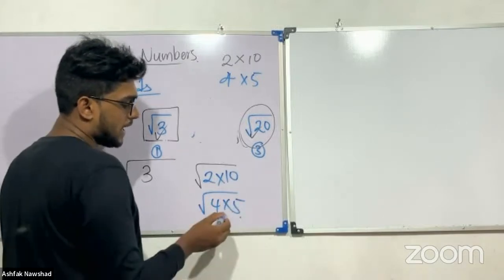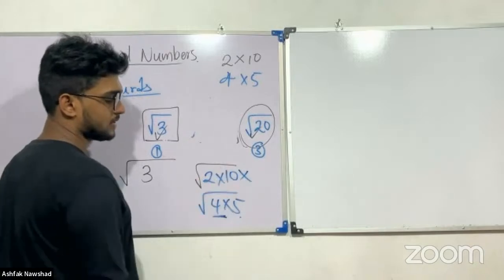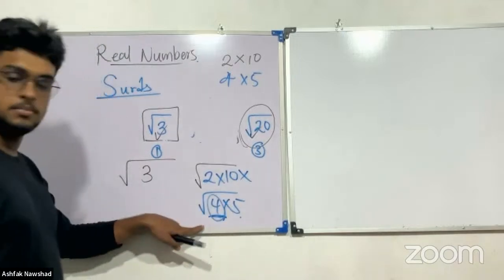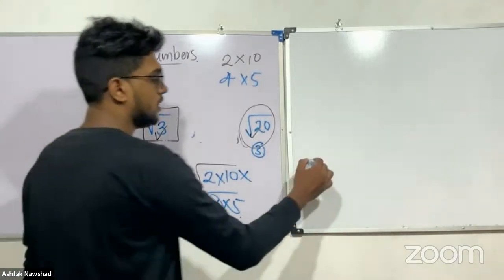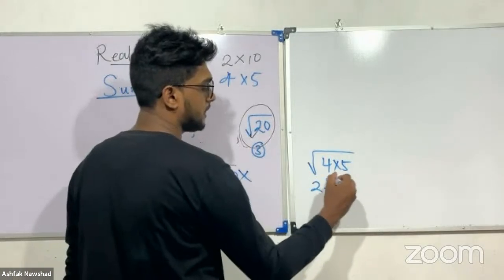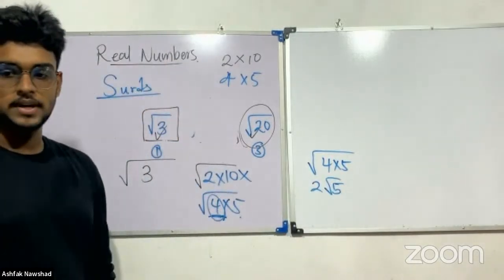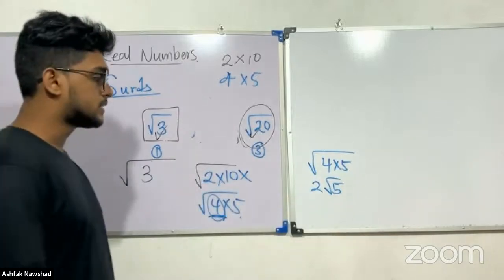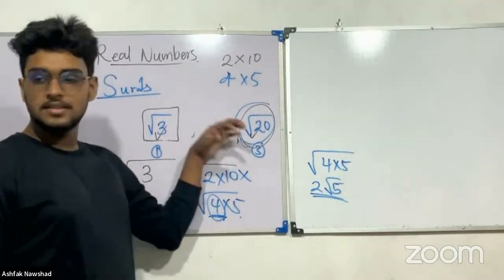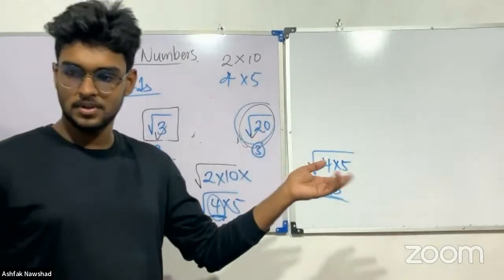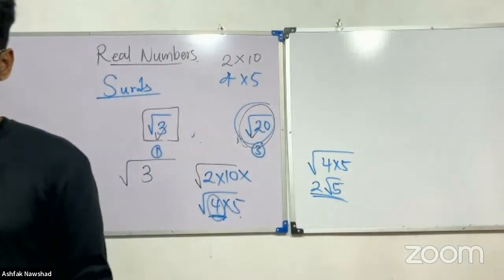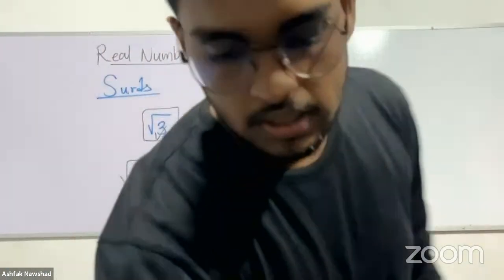Here I have a square number. If I get a square number, I can take it out. So with 4 times 5, if I take 4 out, the square root of 4 is 2. The final answer would be 2 root 5. This is the surd form of the entire surd 20. So entire surds are basically surds which have perfect squares inside. We have to find the perfect square and take it out to simplify. These are what we learned last week.